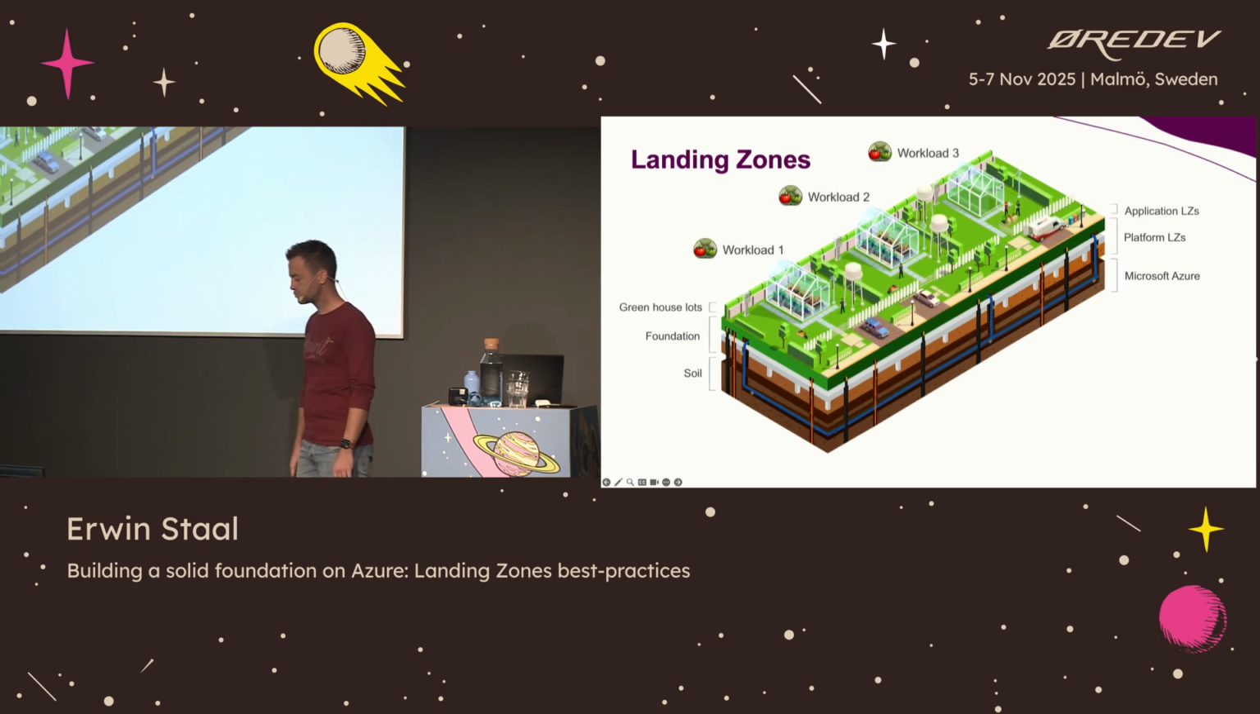And on top of that, we can then start to actually grow vegetables, and we often do that in greenhouse lots, especially in the Netherlands where it's too cold, where it's very useful to have them. And for me, that's an analogy to application landing zones, where we build a foundation in Azure, and then the application users or application engineers use the application landing zones to actually build their environment in the cloud, using what we set up in the foundation for them to use.